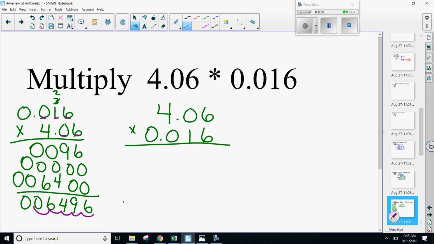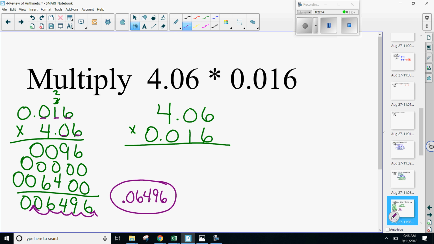And when you move it over 5 places, please rewrite your number and don't leave the swoops, because if you leave the swoops, I don't know which way your decimal point actually went. Is your decimal point right here, or is your decimal point right here? I don't know. So just rewrite your answer.